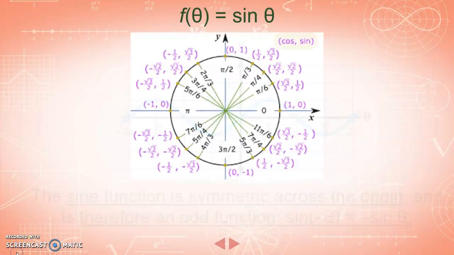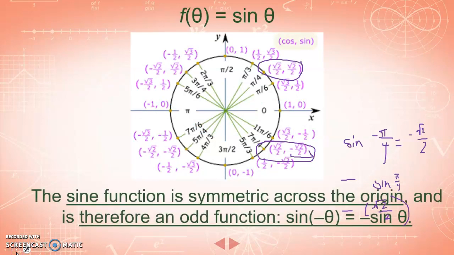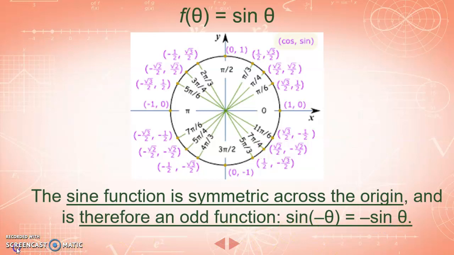And we just used pi over 4 as our example there. So again, the sine function is symmetric across the origin. It is an odd function, and this is true of odd functions.